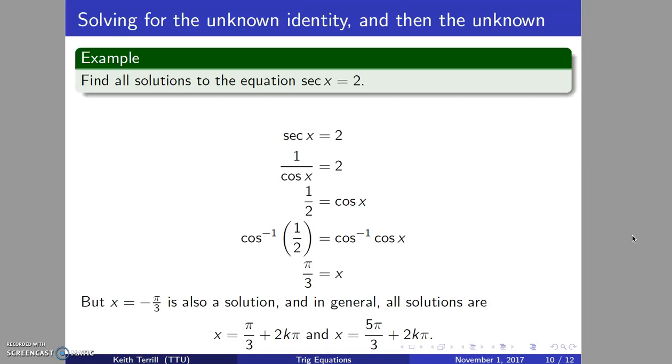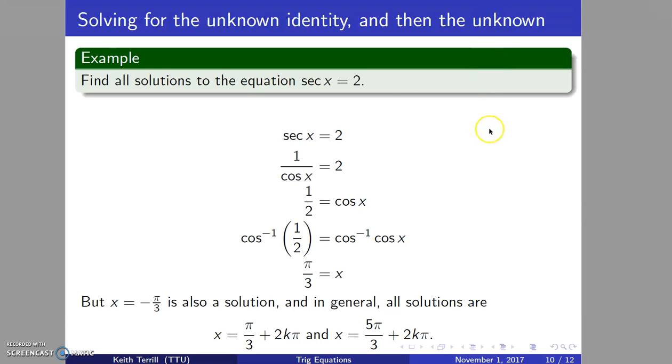Now here's an example which is almost solved for us, right? Find when secant of x is equal to 2. And you could do this just by looking at the unit circle and saying, okay, when is the reciprocal of cosine 2? That means when is cosine a half? And that's going to happen at pi over 3 and at negative pi over 3. So that would be one approach.